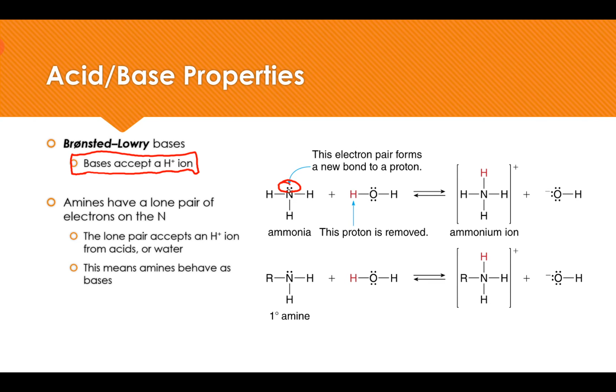This lone pair of electrons can attract a proton from water to the point where it kind of pulls it off. And so water here is going to lose a proton to the ammonia, and then we form our ammonium cation and a hydroxide anion. Base solutions have higher hydroxide ion concentrations than neutral solutions.